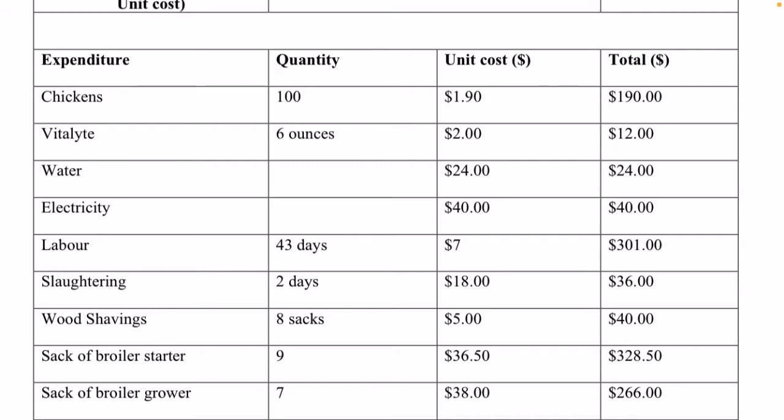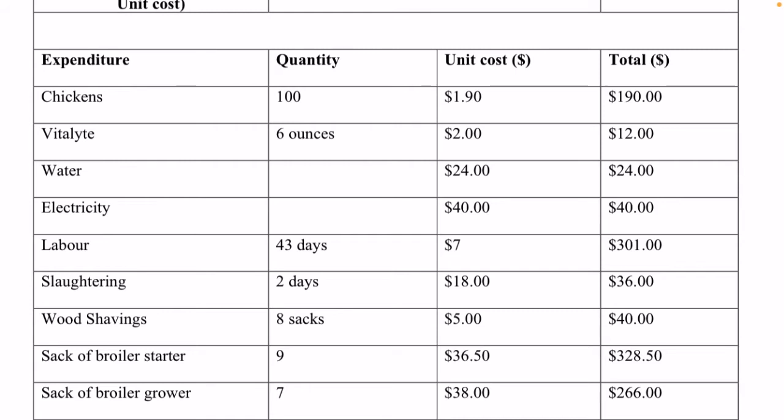In case, I want to point out here that as you can see with Vitalite, only 6 ounces from the entire pack was used. So therefore, you account for how much was used and not the entire pack. Okay? If you did use the entire pack, then you account for that in the total. But if you did not use the entire pack and you only use 6 ounces like we approximated here, then you calculate accordingly.